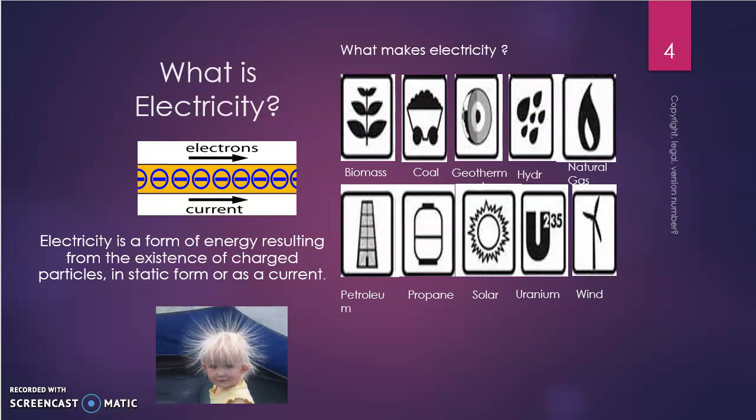So modern society is so much dependent upon the use of electrical energy, and that has become part and parcel of our life. So what is electricity? Electricity is a form of energy resulting from the existence of charged particles in static form or as a current. Energy may be needed as heat, as light, as motive power, etc. The present-day advancement in science and technology has made it possible to convert electric energy into any desired form. So this has given electrical energy a place of pride in the modern world.